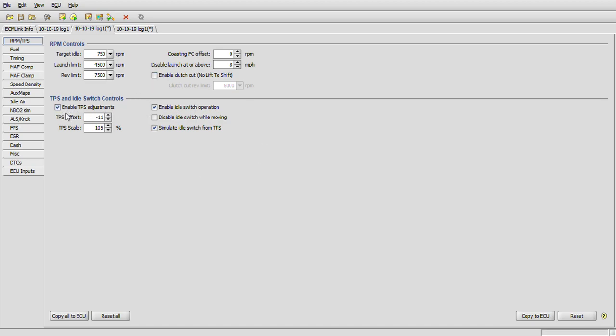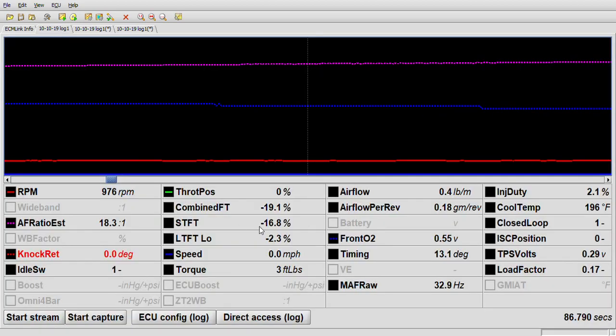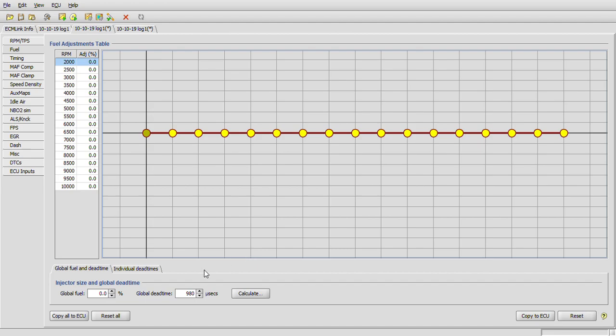Again, he's already made a TPS adjustment, but that needs work. We're going to move on down. Fuel sliders here: we've got dead time at 980, and I believe he's on stock injectors. That would explain why we've got such a rich mixture as far as our combined fuel trims, or fuel trims all around, especially with stock injectors.